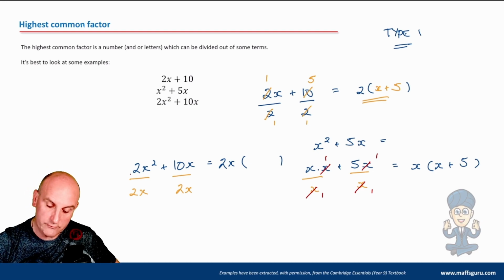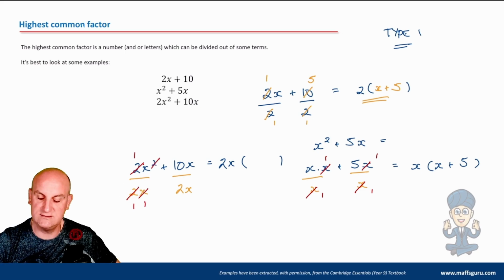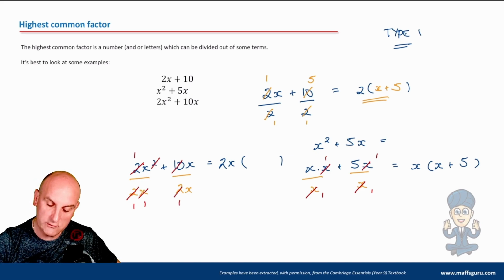Anyway, so 2 goes into there once and 2 goes into there once. Ka-ching. x goes into there once and x goes into there once, leaving me with just the x. 2 goes into there once, 2 goes into 10 5 times. x goes into there once, x goes into there once as well. So let's see what I've got left.